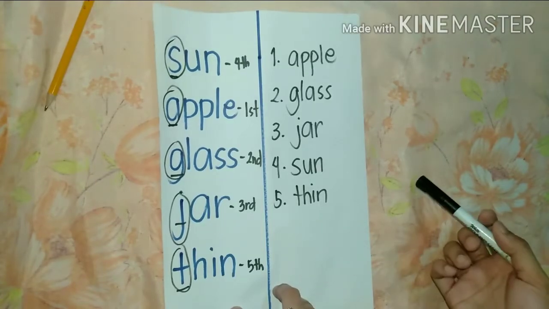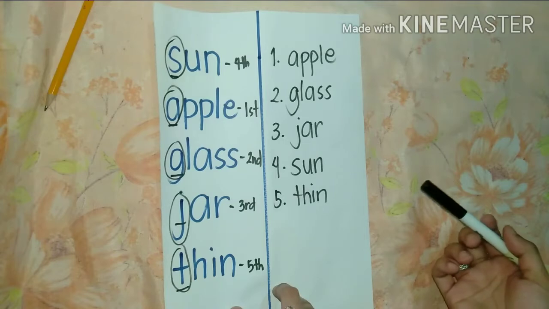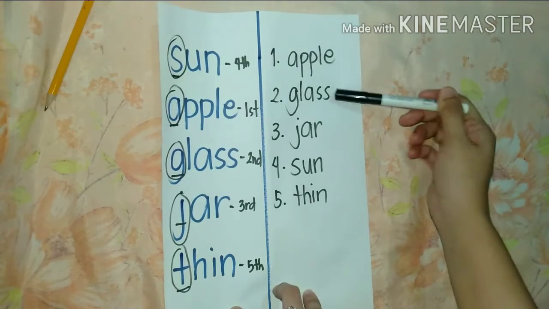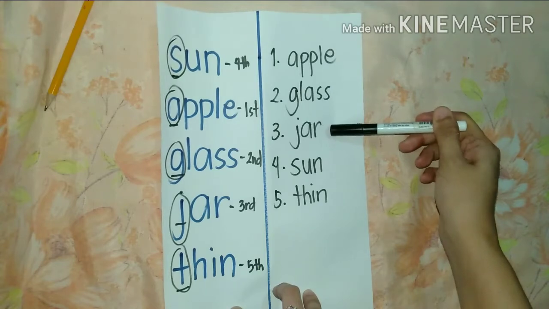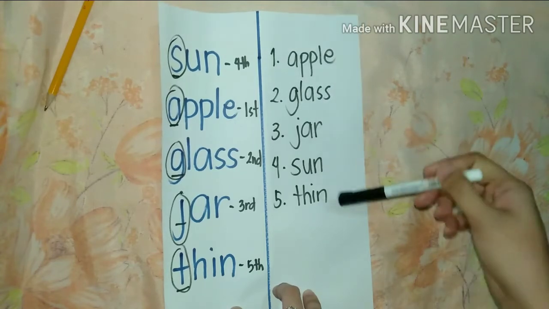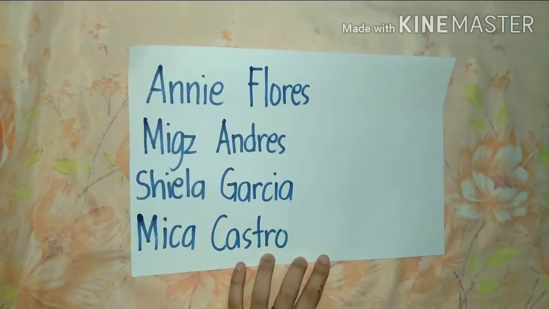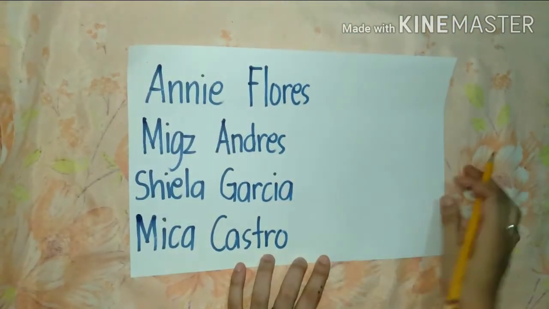So we came up with the correct arrangement, or with the correct order, which is first apple, next glass, third jar, fourth sun, and the last one thin. What if you were asked to arrange the following names according to their last name?